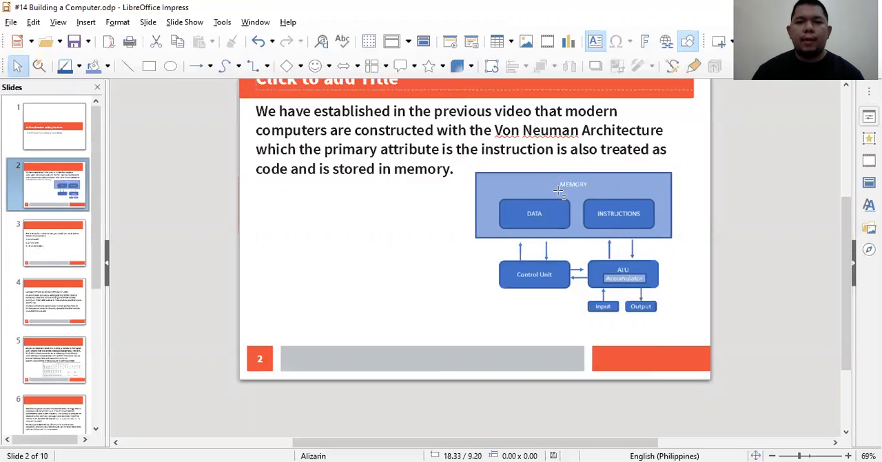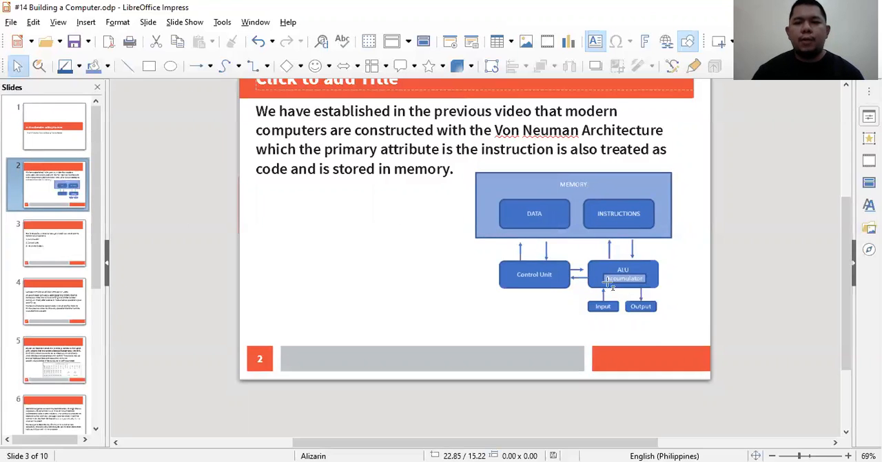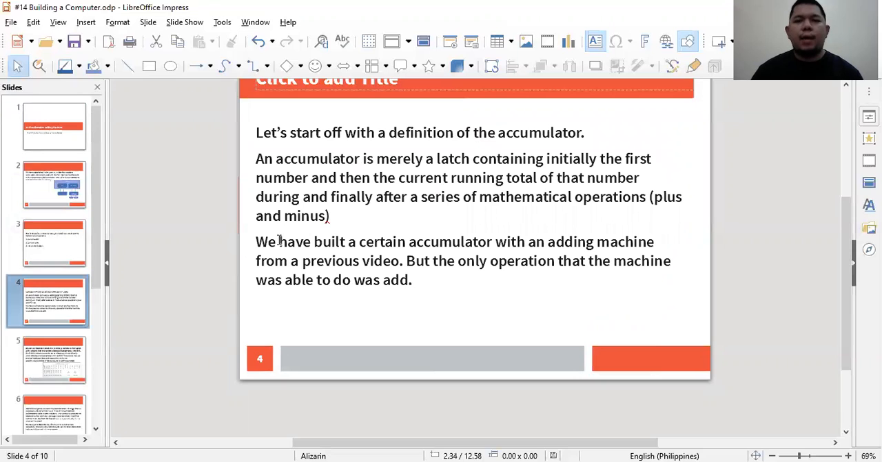So this is primarily stored in RAM. But in the series, in total, we have yet to define or construct the following components. First is the accumulator, then the control unit, and the input and output. Let's start off with the definition of the accumulator.